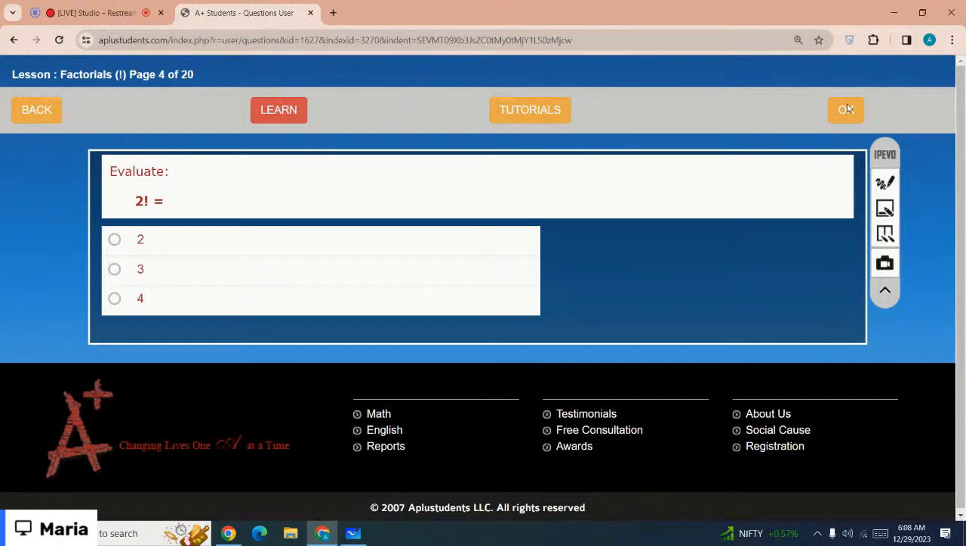The next one is evaluate 2 factorial. So 2 factorial equals 2, the correct option is 2, right? 2 factorial equals 2. Option number 1 is the correct option.